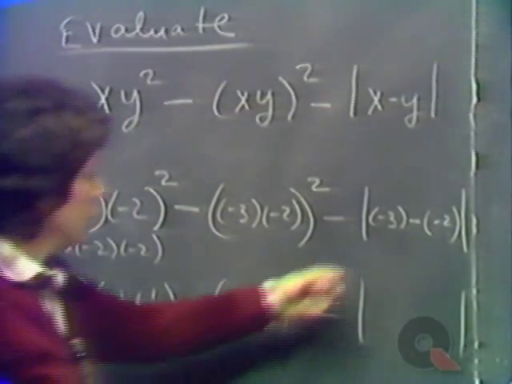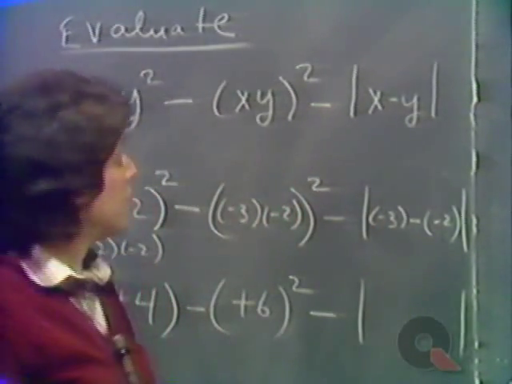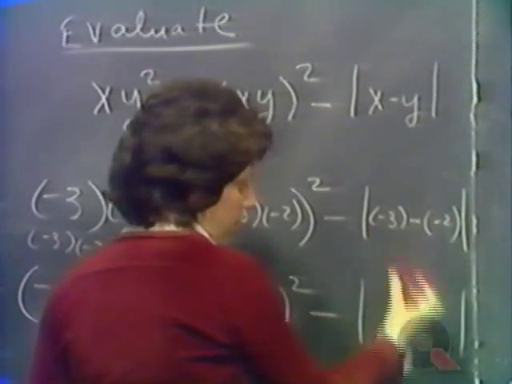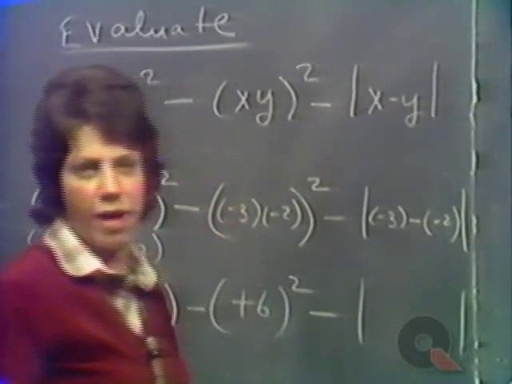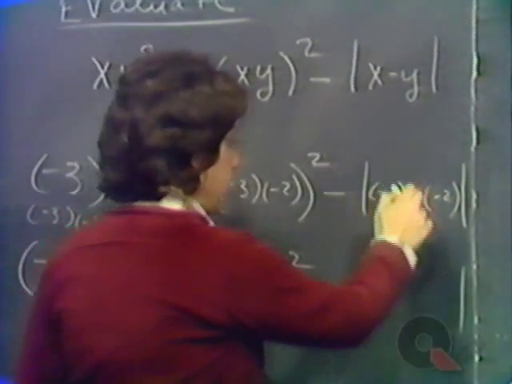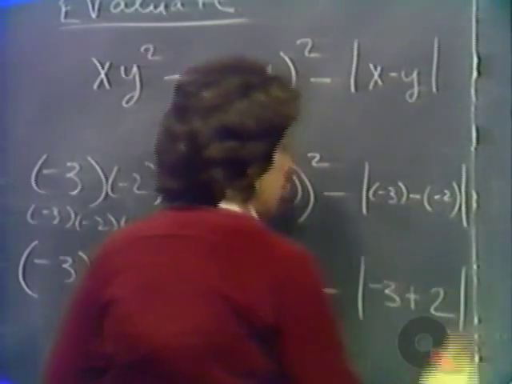Now, you just don't start dropping all the minus signs. That's not what we mean by absolute value. First, evaluate the expression inside the absolute value, come up with a number, and then we'll take the absolute value of that. Minus 3, subtracting a minus 2, it's like adding a plus 2.